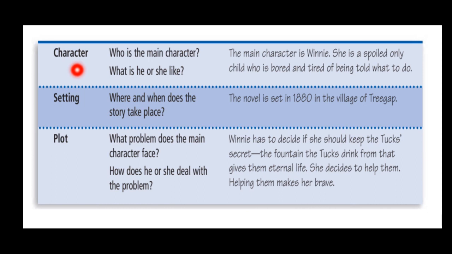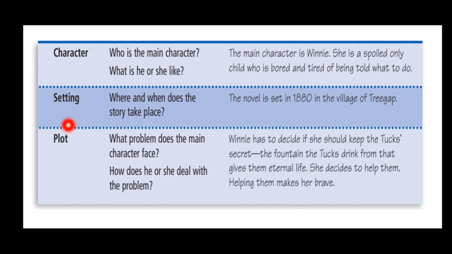Character. You have to tell your audience who the main character is and what he or she is like. How does she or he look? The main character is Winnie. She is a spoiled only child who is bored and tired of being told what to do. So here we introduce the main character, Winnie. And what is she like? She is a spoiled only child who is bored and tired of being told what to do. Maybe the parents tell her what to do and what not to do, so she's tired of such things.